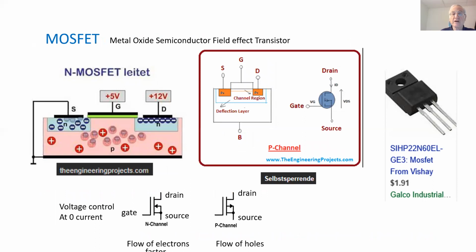Another type of electronic device is the MOSFET, the most common transistor. It's metal oxide. Over here there is a metal oxide on a semiconductor. The semiconductor is being doped with electron excess or with hole excess.